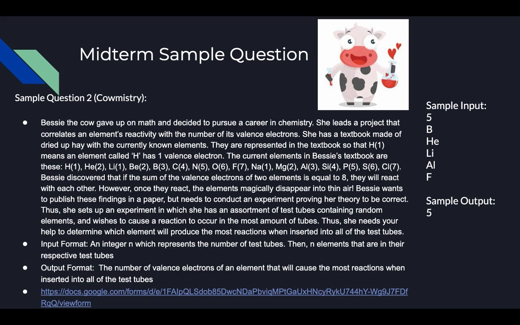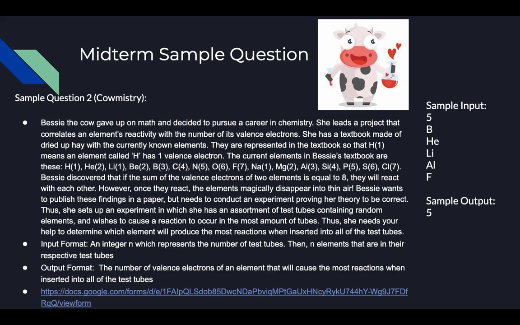So this one's called cow mystery, right? Because chemistry, but it's a cow. Bessie the cow again gave up math and decided to pursue a career in chemistry. She leads a project that correlates an element's reactivity with the number of its valence electrons, because y'all have taken chemistry, hopefully, unless you're a freshman, in which case, I'm sorry. She has a textbook with the currently known elements.